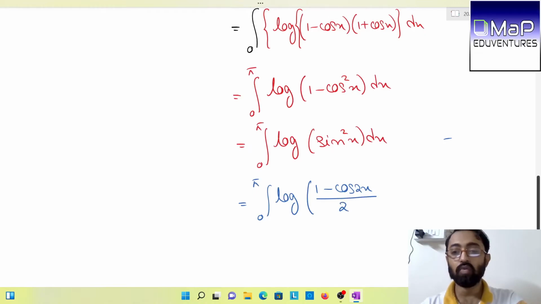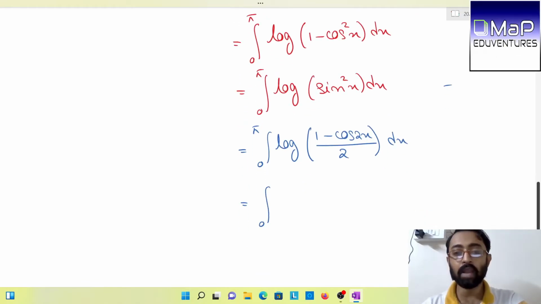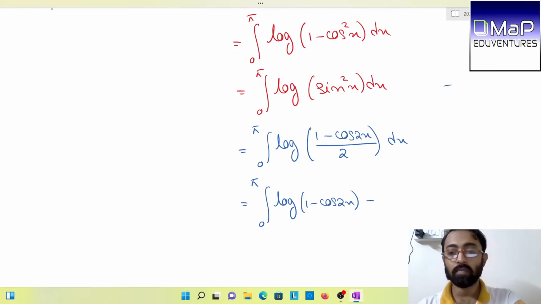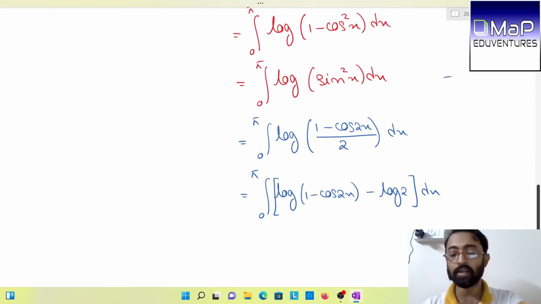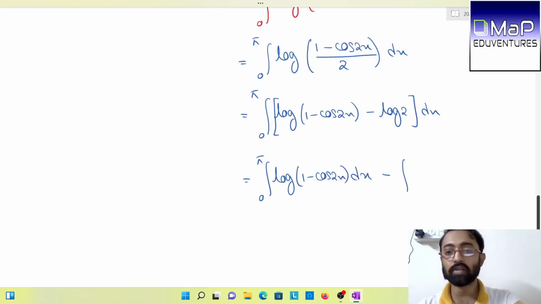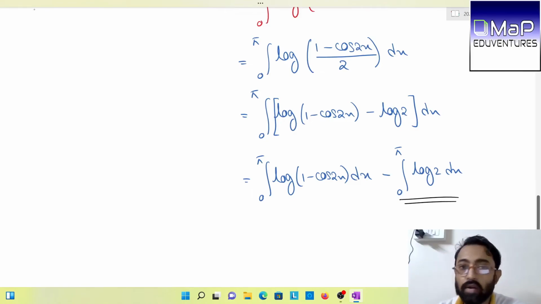So see, 1 minus cos, divided by 2 is there, but you can separate that too. How? Using the log p by q method, using the property. So you will get log of 1 minus cos twice x minus log 2 dx. Okay, so now let me separate the integration. So now this part is done. Log 2 comes outside, integration of dx, that means you will get pi.